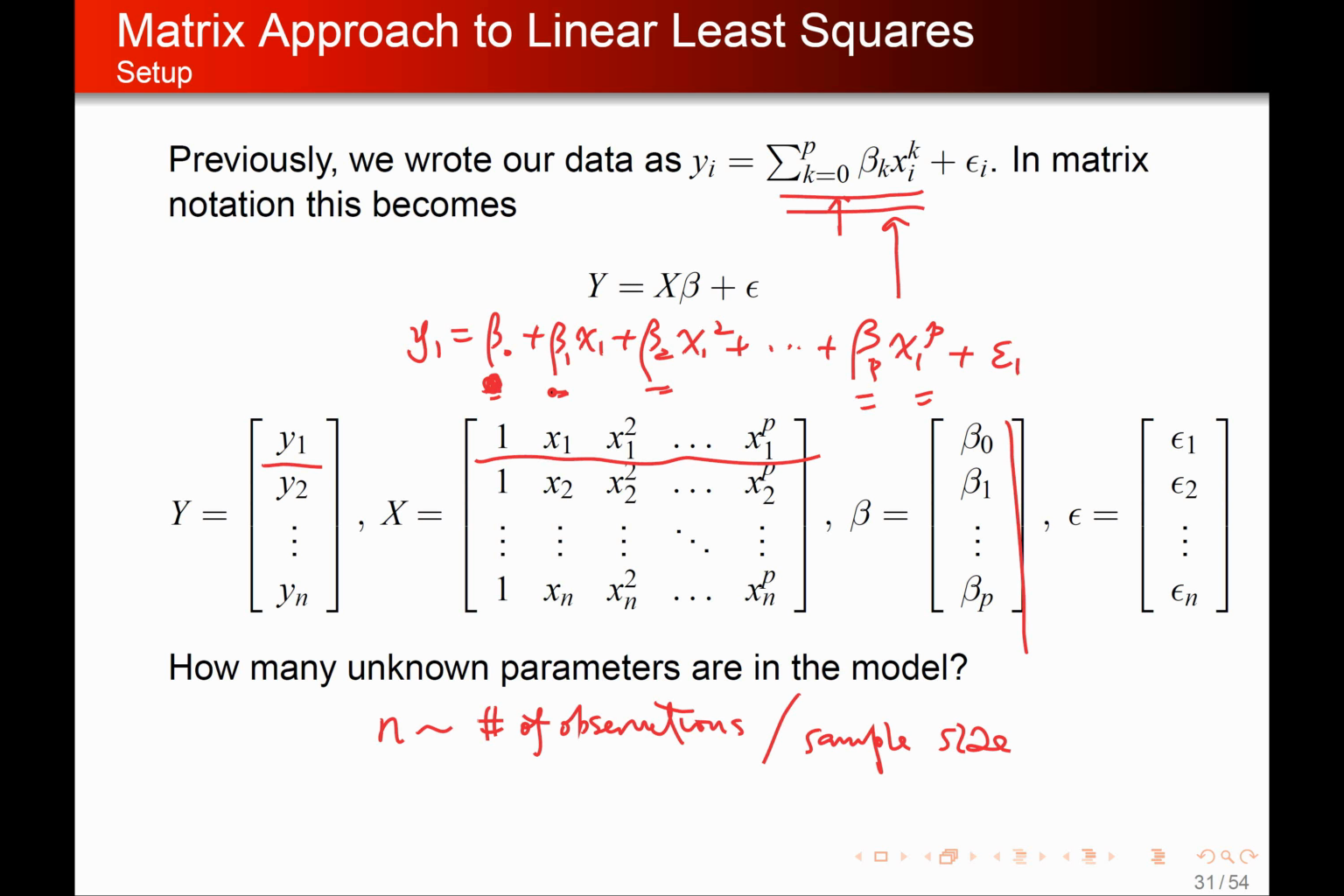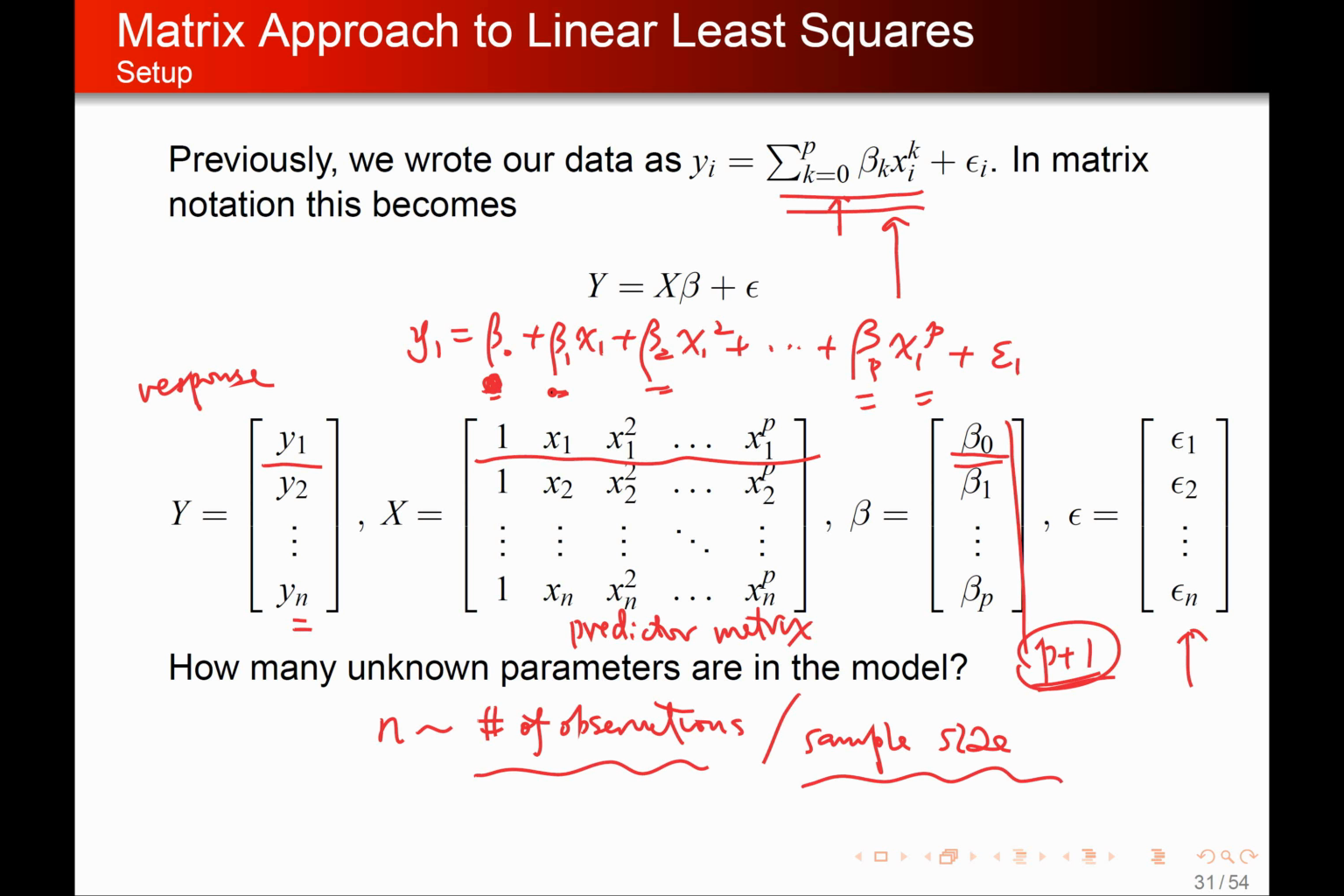So here y is all the response variable, and this is my predictor matrix. And how many parameters do we have? That is p plus 1, because we need an intercept term. And those are the error terms. So how many parameters are in the model? p plus 1. And n is the number of observations, or we can call it the sample size.